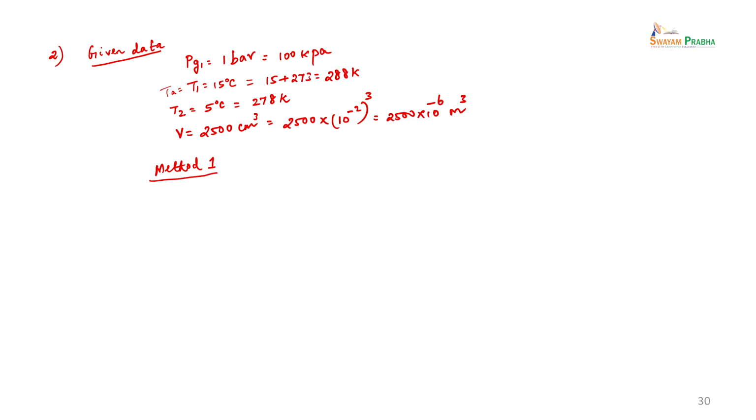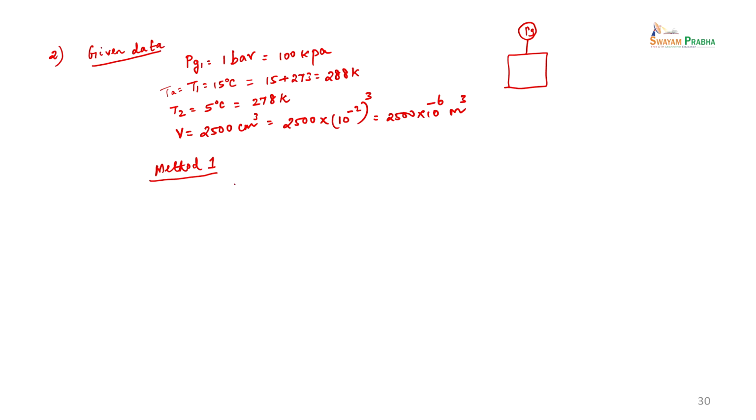The gauge pressure is given. There is a formula to find out the total pressure of the system. Suppose this is the system, and a pressure gauge is fixed. This pressure gauge will give only the gauge pressure of the system, not the absolute pressure. If you want to convert the gauge pressure into absolute pressure, atmospheric pressure has to be added. So, this is a very basic one.